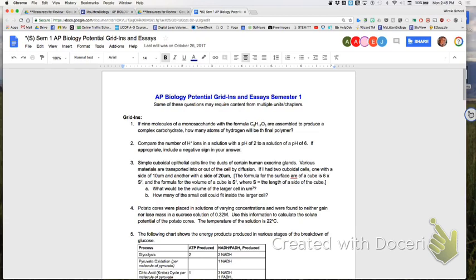And for your grid-ins, if you look at the top, what you're going to be doing is it could be some calculations that you have to do, like a chi-square test, and you bubble in your answer. And you will have grid-ins on your AP exam, so this gives you some practice for that. So, for instance, if 9 molecules of a monosaccharide with the formula C6H12O6 are assembled to produce a complex carbohydrate, how many atoms of hydrogen will be in the final polymer?